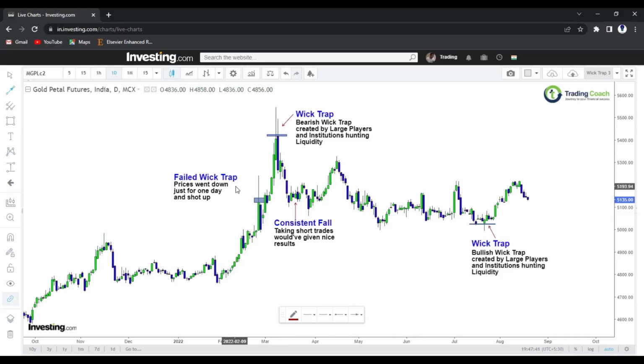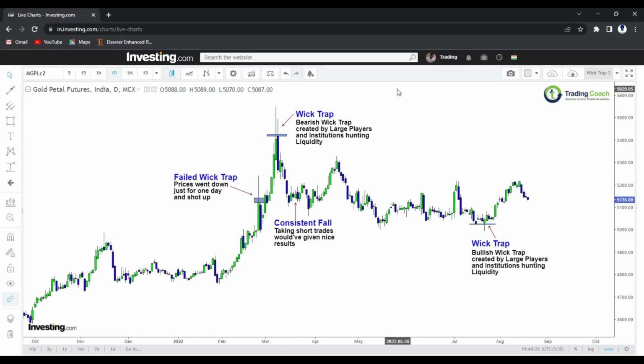So this failed wick trap trading setup is a good example. You can see that the prices went down just for one day, and right after that the prices shot up. So what you have to do is, whenever you are trading this particular setup, make sure you're trading with proper risk management. All right, cool.